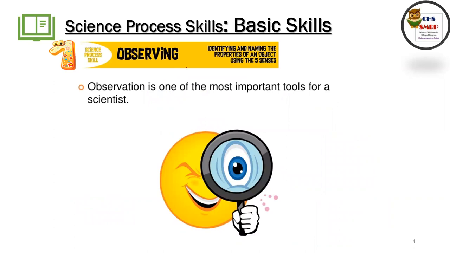First of all, observing. What is observing? Identifying and naming the properties of an object using the five senses. If you look at this definition, observation is one of the most important tools for a scientist.